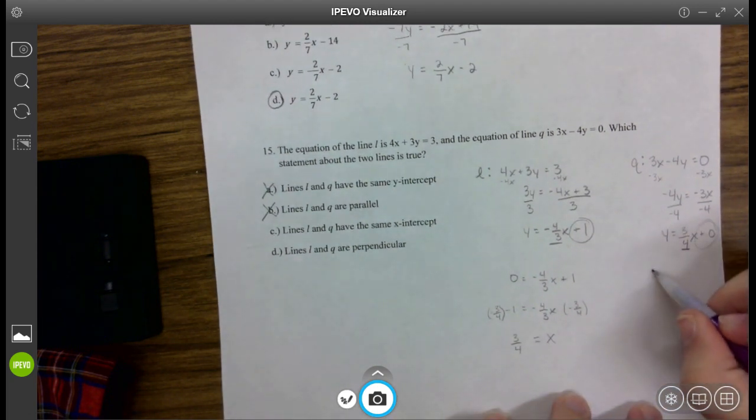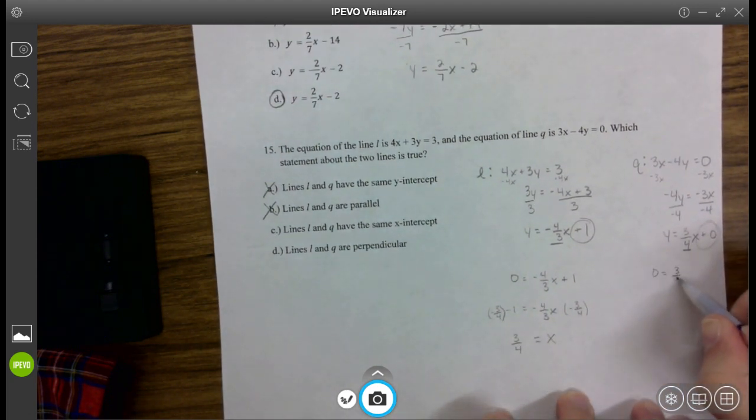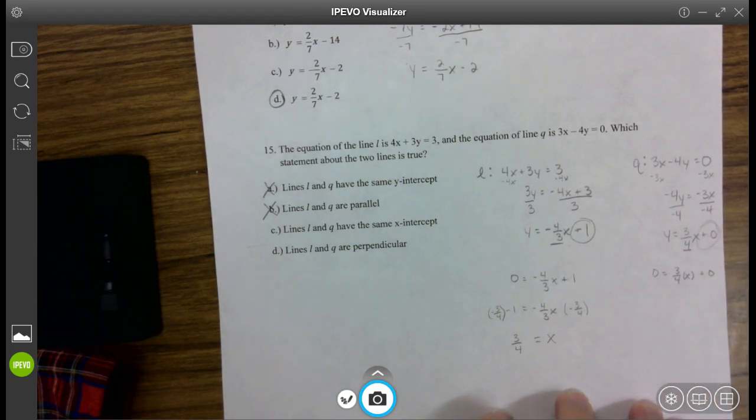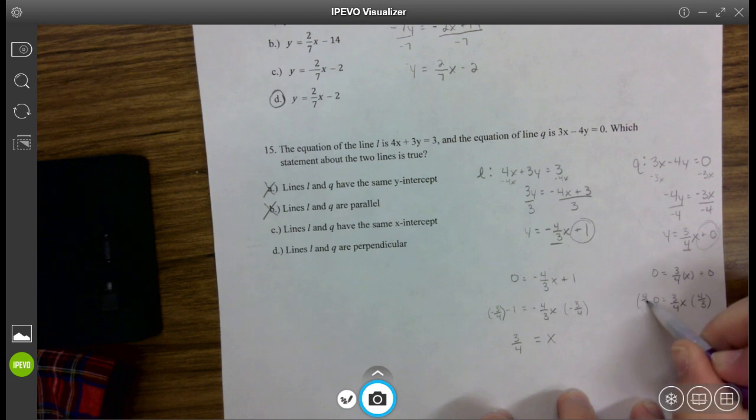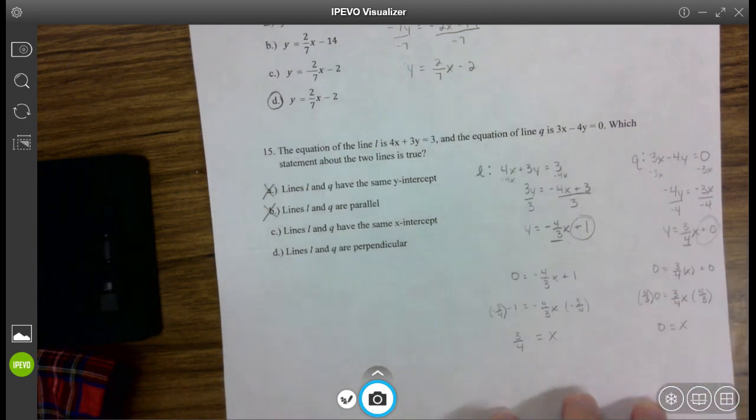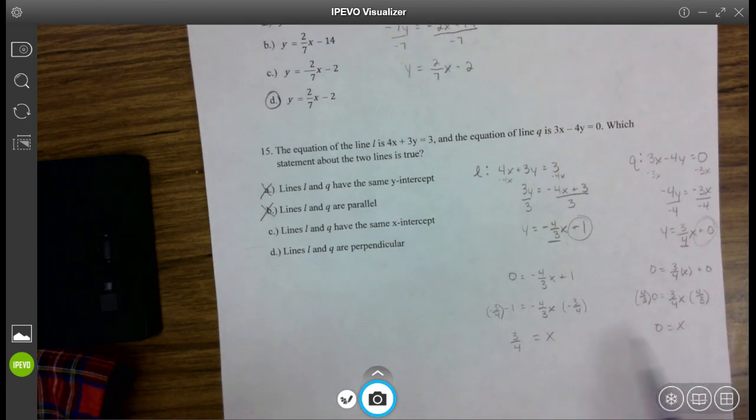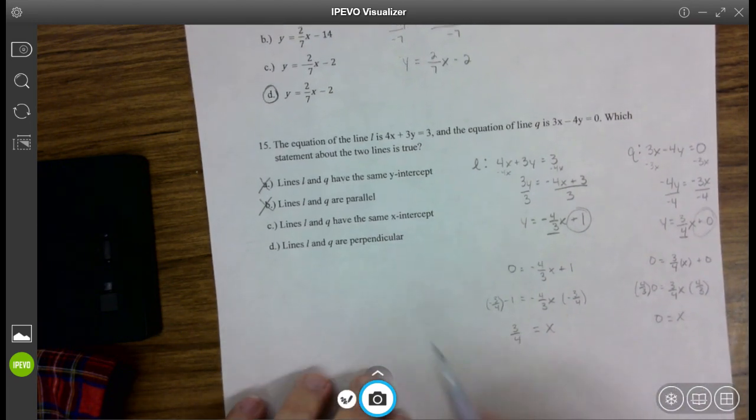And now lastly, we have to do it over here, so 0 equals 3/4 x. We could write plus 0, so it's just 0 equals 3/4 x. Now multiply by its reciprocal. And anything times 0 is 0. So no, these do not look the same.